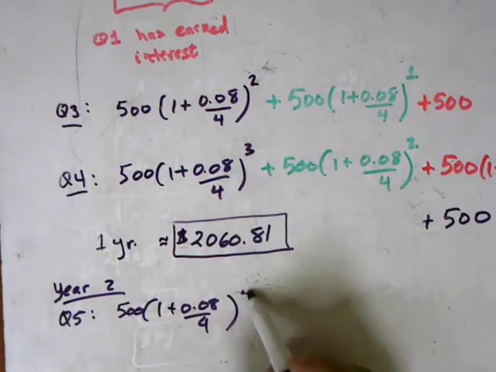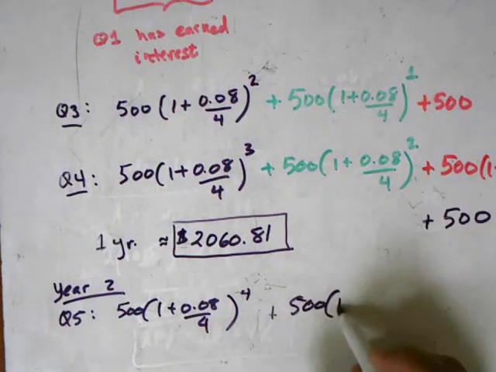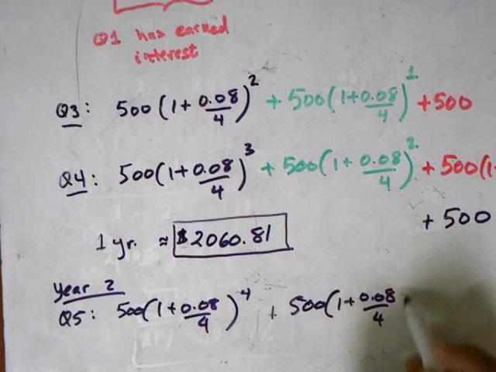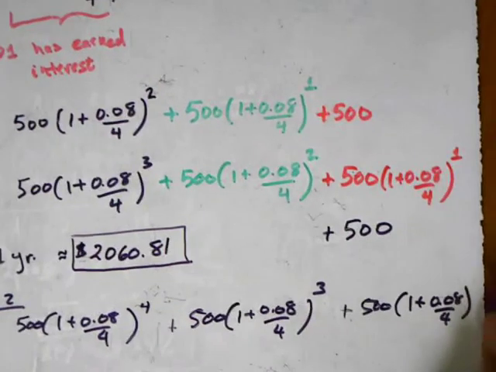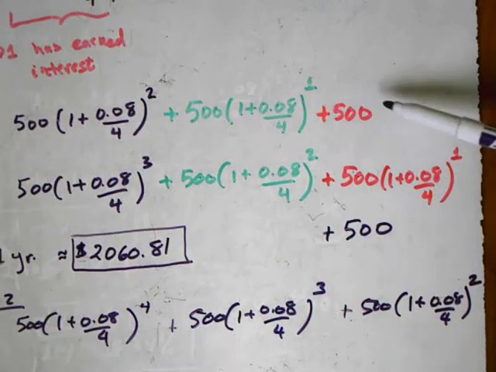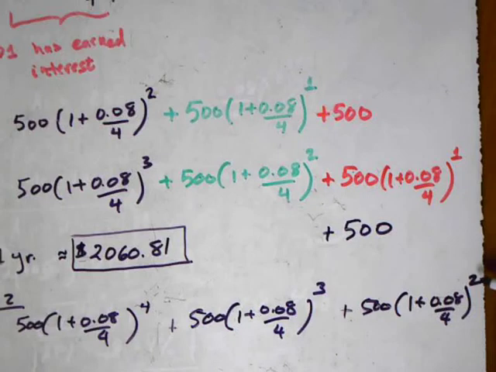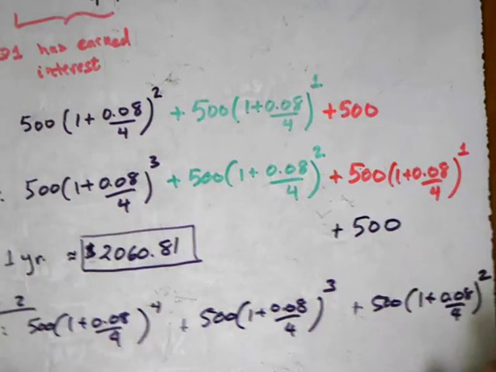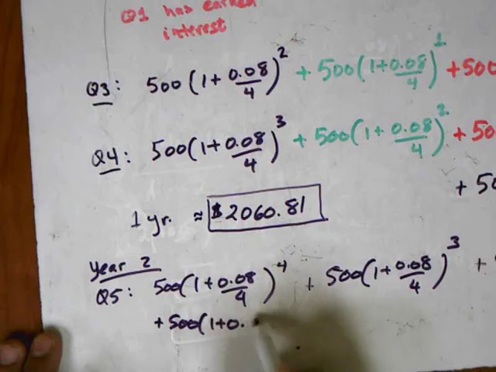This time, this amount is going to be raised to the 4th because it's been in here for a full year, plus 500. This amount here is going to be raised to the 3rd. The amount in red is going to be 500 times 1.08 over 4, squared, because it's been here for 2 quarters now. It's been in here since the original, the quarter 3. So this is quarter 5. It's been here for 2 quarters. And this amount that he added last time earns a little bit more interest as well.